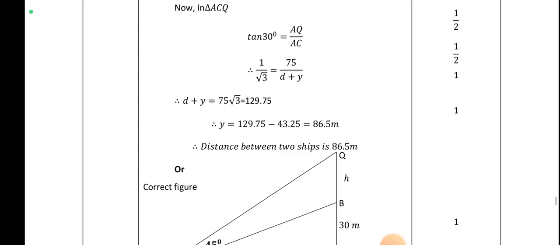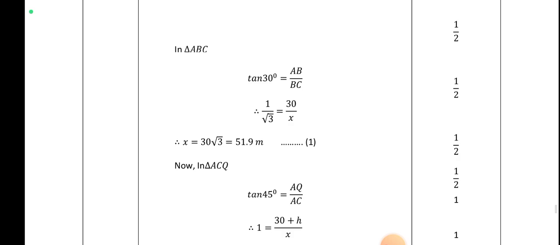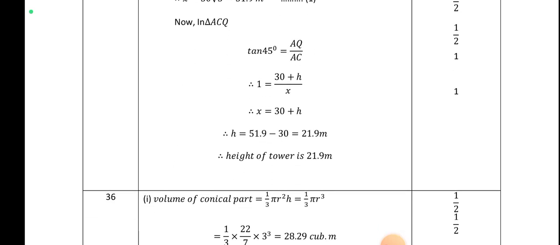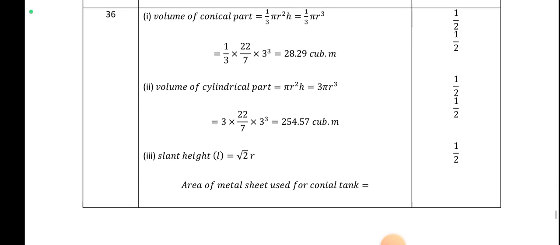So 86.5 meter. Then another diagram. Again you got x as 15, but they applied the root 3 value there itself and substituted. The height of the tower is 21.9 meter. Check if you are getting any different answer, you can comment it. Then we can see what the different values are. 36th.